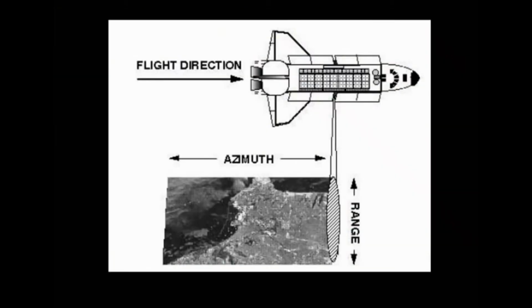SAR image resolution comes in 2 dimensions. These are the range and azimuth dimensions. So the range is the across track, and the azimuth is along the track. And you can see that in that image right there.